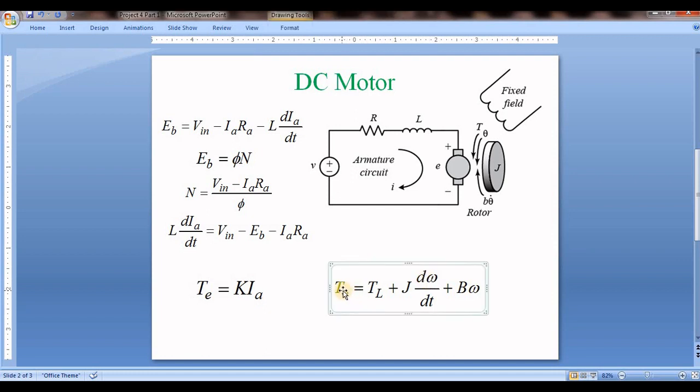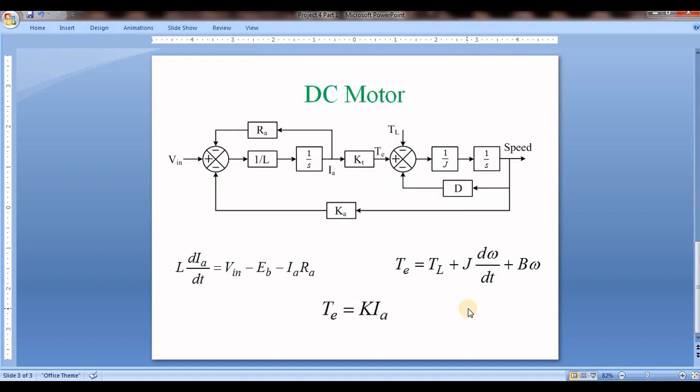Omega is Te minus TL minus B omega, times 1 by J integration, because the derivative is there. So omega is the integration of 1 by J times Te minus TL minus B omega. So from these three equations I will show you how we can design the model in MATLAB.